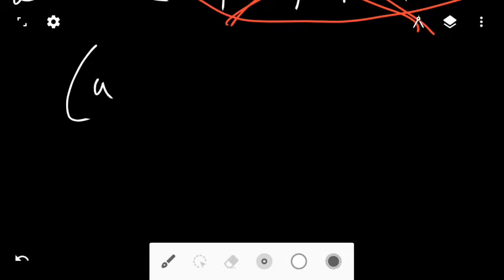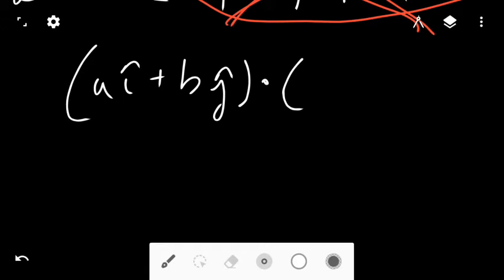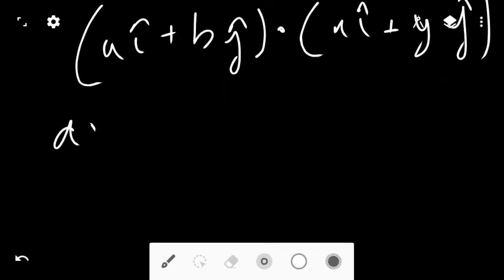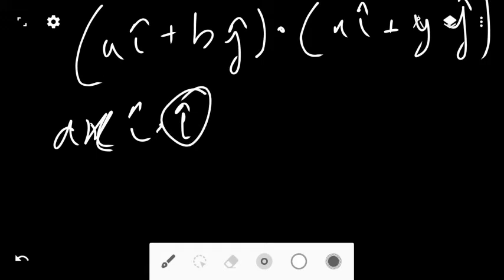So we can write this as (a i cap plus b j cap) dot (x i cap plus y j cap). Now if we dot multiply this, it will be a x i cap into i cap, and we'll just take only this part as an example. So what is i cap? You may remember i cap is the x direction, and this i cap is also the x direction. So the angle between these two vectors, because this i cap is a unit vector and it is a vector, so it will have direction. So the angle between them is 0 degrees.